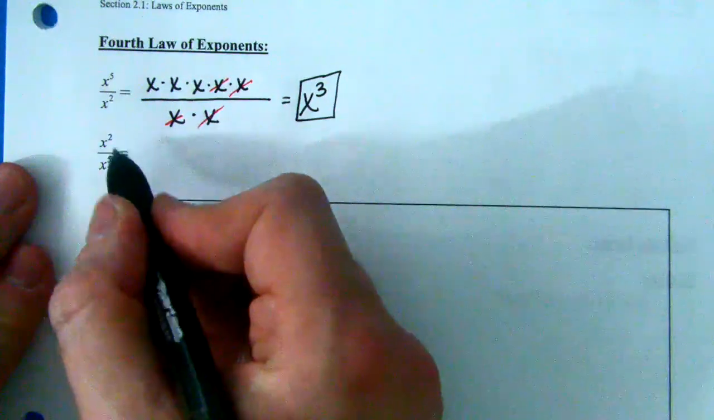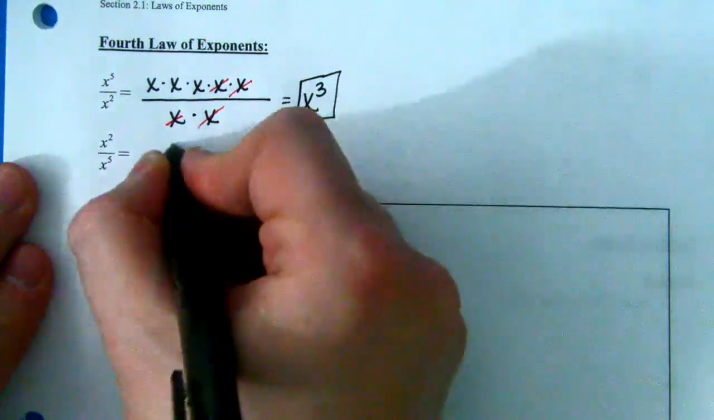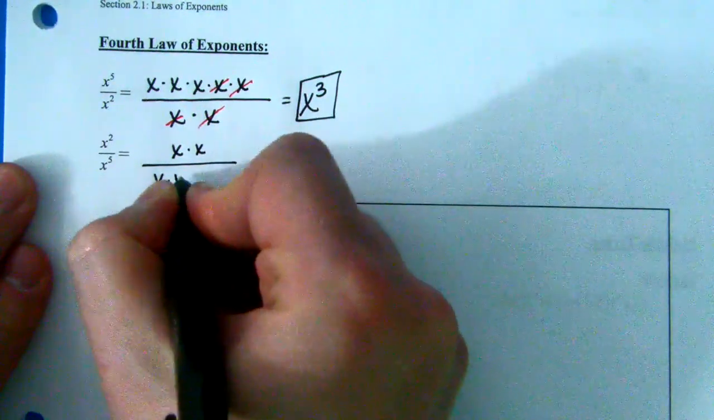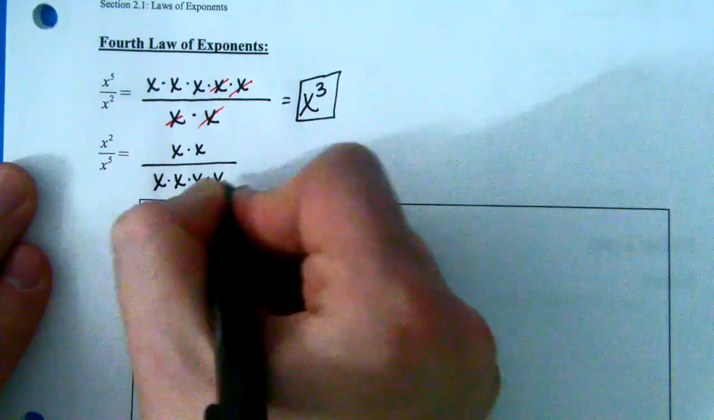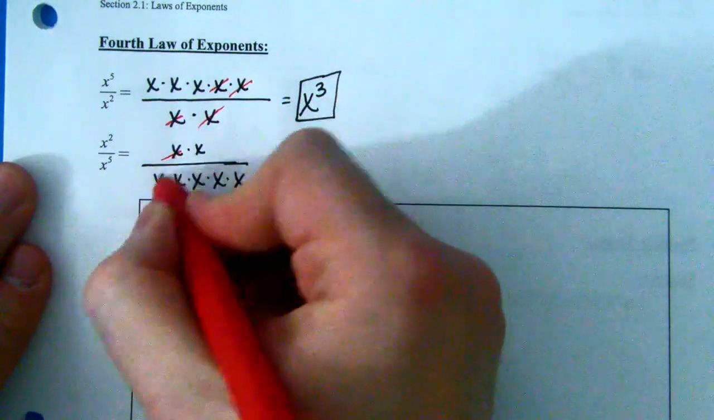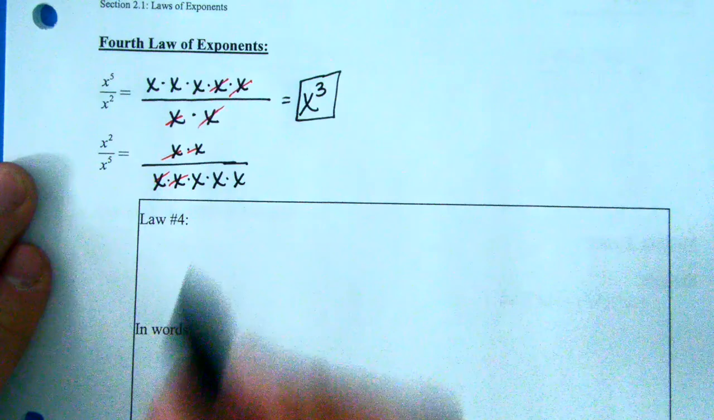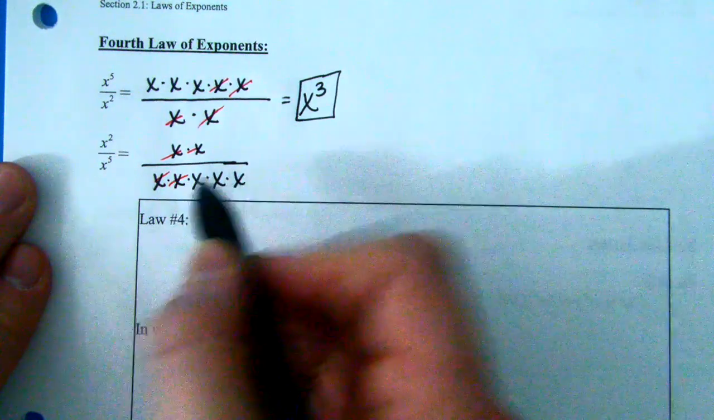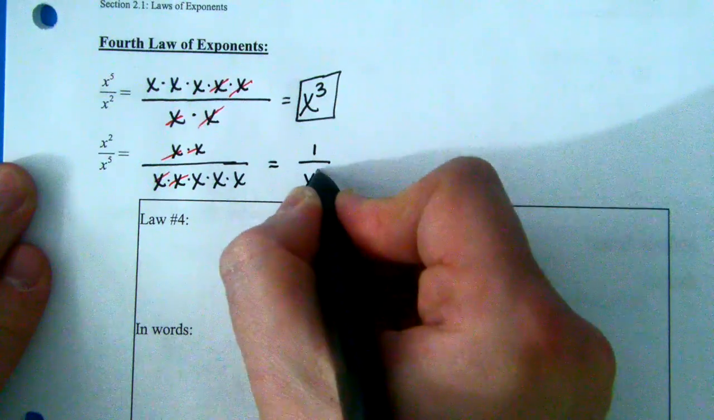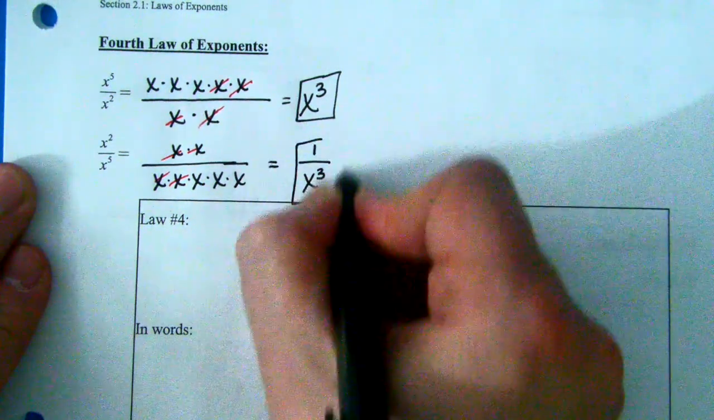However, if I have x squared over x to the fifth, this is x times x over x times x times x times x times x. I can still cancel two x's there. I'm left with x to the third, but I'm left with x to the third in the denominator of a fraction. My answer here is going to be 1 over x to the third.